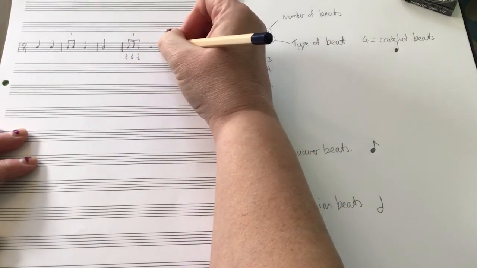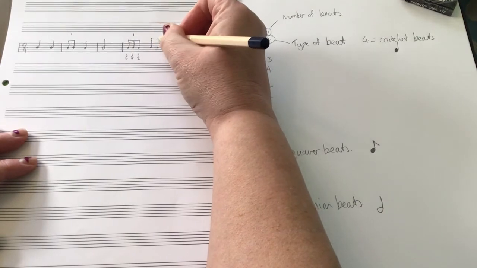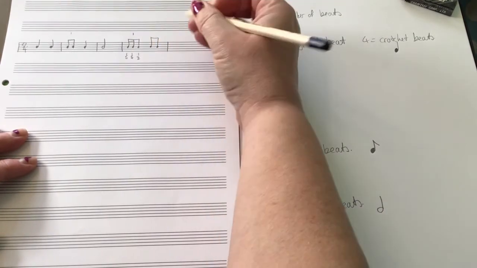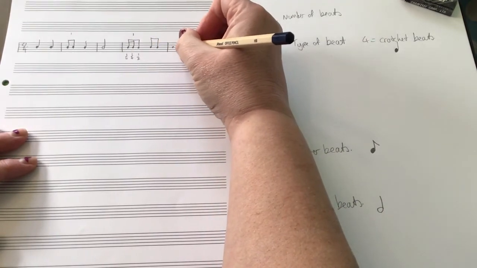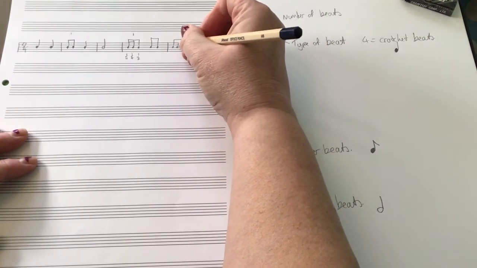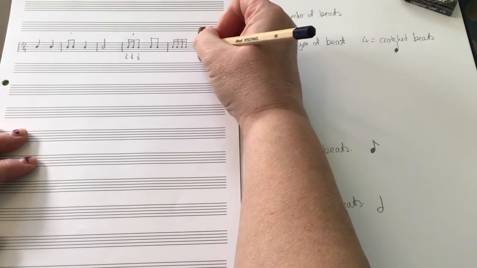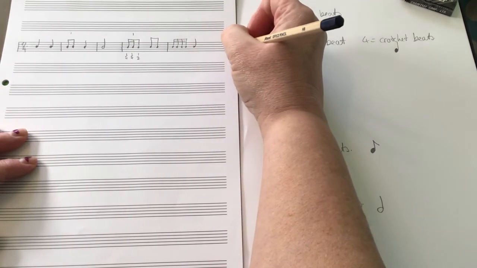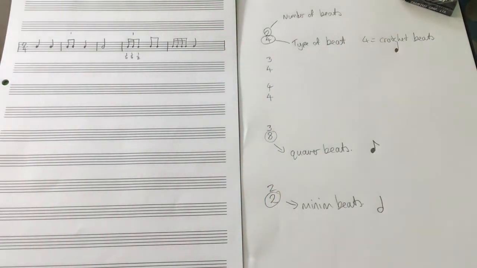Let's do something else in this bar. Let's put another 2 quavers. Then let's go for 4 semiquavers in a row. And let's finish off with a crotchet there. So we've just got simple rhythms there, 2-4, 2 beats in a bar, 2 crotchet beats in a bar.